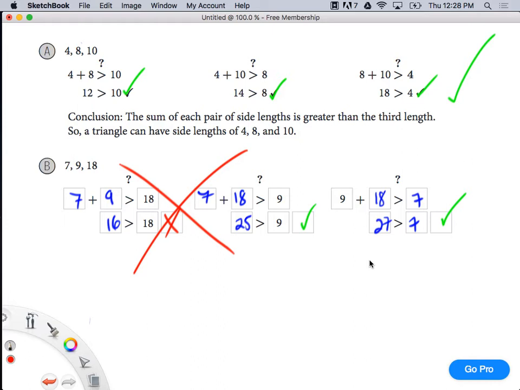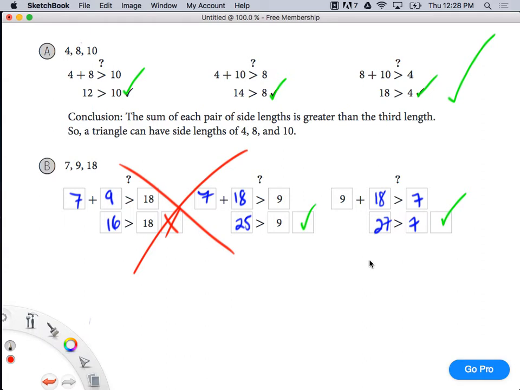I'm assuming there is. If I look, the biggest is already the biggest. I don't have to add it to anything else. It's already going to be bigger than the rest, right? So all I have to do is check the two smaller ones. 7 plus 9 is 16. That's not bigger than 18. Done. Now, I'm going to ask you on the test to show me all three.